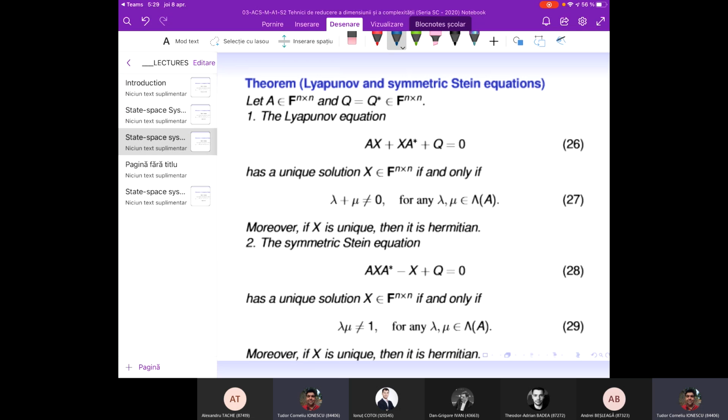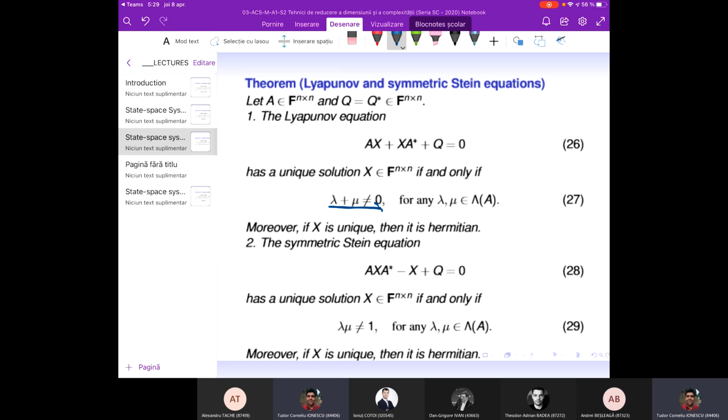if and only if, for any two eigenvalues of the matrix A, this relation holds. So there are no eigenvalues with contrary signs, no identical eigenvalues. Moreover, if X is unique, then it is also Hermitian.